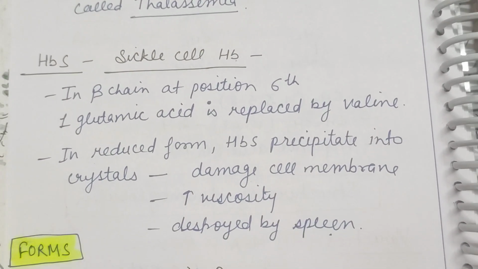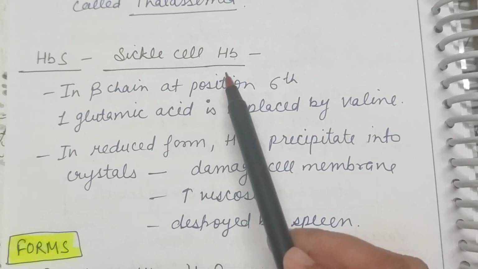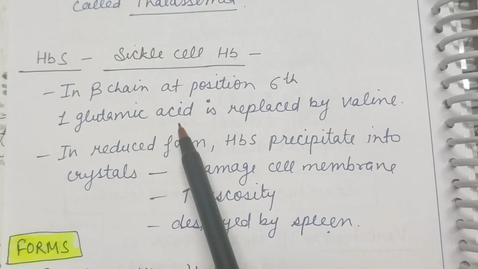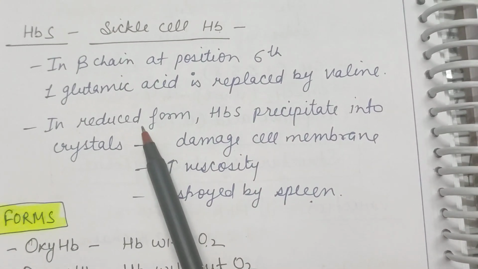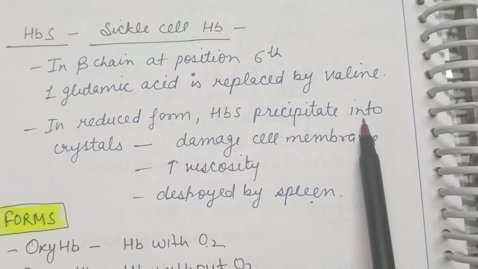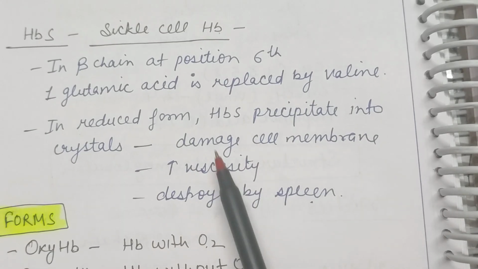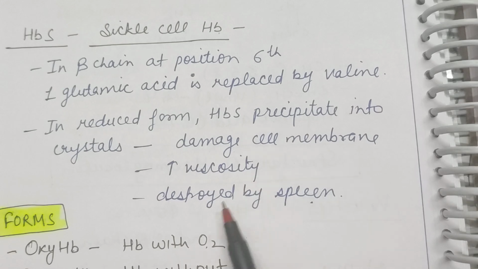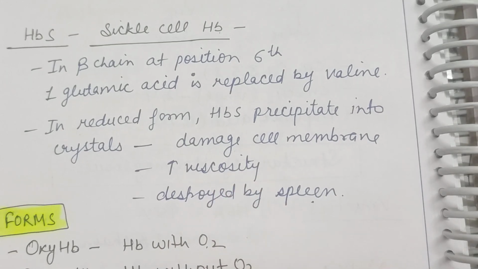Then last is HbS, which is sickle cell hemoglobin. In the beta chain at the 6th position, glutamic acid is replaced by valine. In the reduced form, when it's not oxygenated, this HbS precipitates into crystals and damages the cell membrane, which leads to increased viscosity, and these RBCs are destroyed by the spleen.